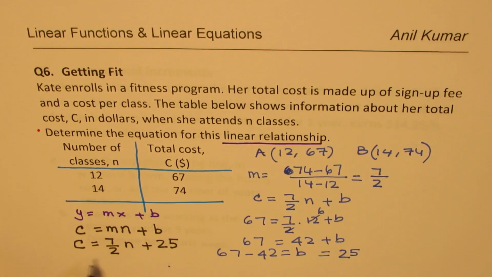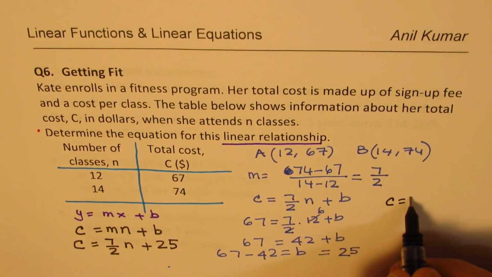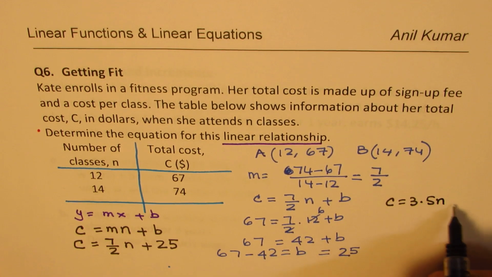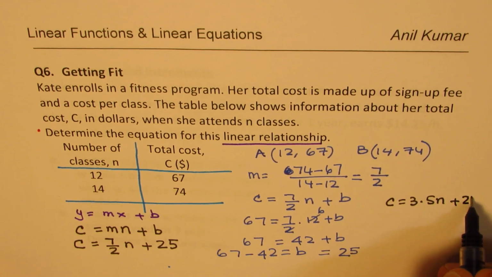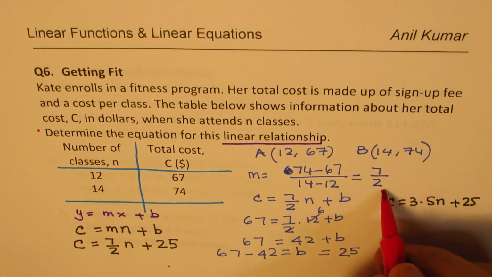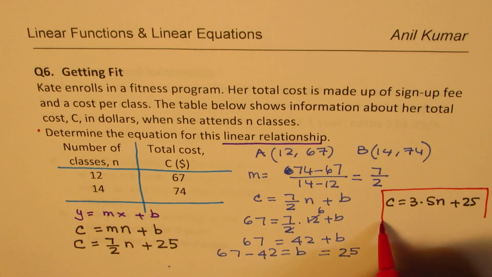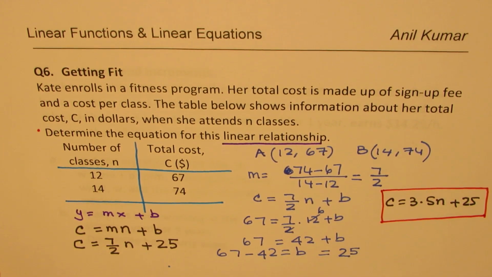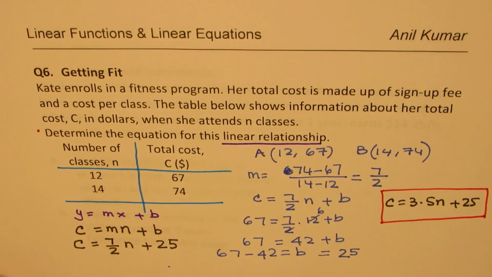So if you want to write, you could also write this as, we'll write it here, c equals 3.5n plus 25. That means $25 is the fixed cost, and for each class it is $3.50, right? Perfect. So that is how you're going to solve your question.